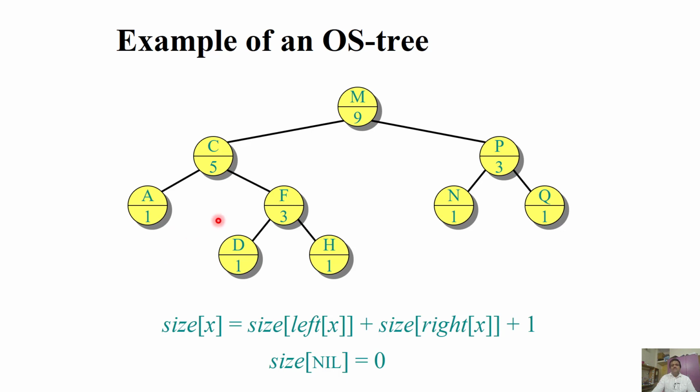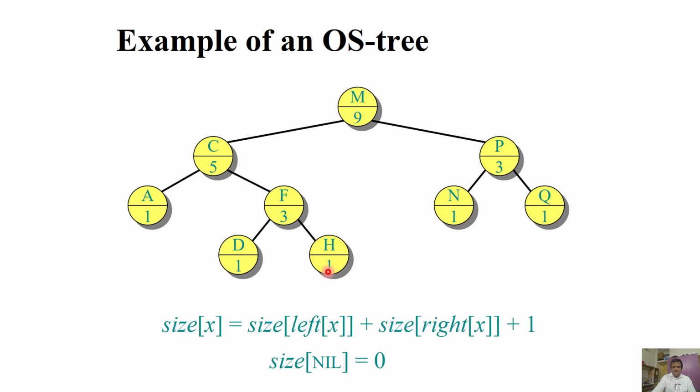Now we have to maintain another piece of information in the node, called the size of the subtree rooted at that node. This is the convention: we put the size of nils to be 0, and then we define the size of a node x to be the size of the left subtree plus the size of the right subtree plus 1.